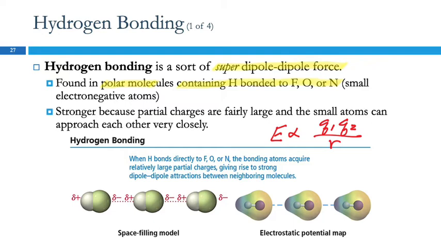Okay? So here we're looking at, I believe, HF. We've got this dipole here, and the negative end of one molecule is attracted to the positive end of the next molecule. And the hydrogen bond is the attraction, electrostatically, between the molecules.